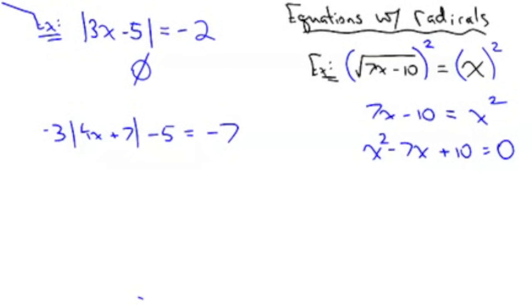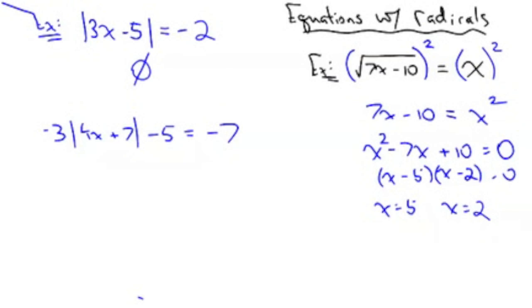Because we would subtract 7x and we would add 10 to the x squared term. And then hopefully, and more than likely, it factors. So factors of 10 to add up to 7. That's easy. So x minus 5, x minus 2, and therefore x is equal to 5 and x is equal to 2.